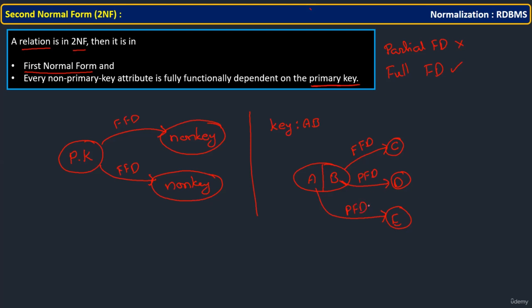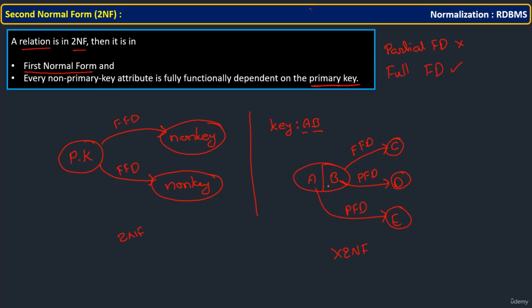So this kind of FDs should not be there if the relation is to be in second normal form. B deriving some attributes separately, A deriving some attributes separately. That is, prime attributes separately deriving some other attributes, which are non-key attributes. All these are non-key attributes. So this kind of thing is not allowed. If all FDs are full, then it is in second normal form. If some FDs are full and some FDs are partial, then the overall relation is not in second normal form.